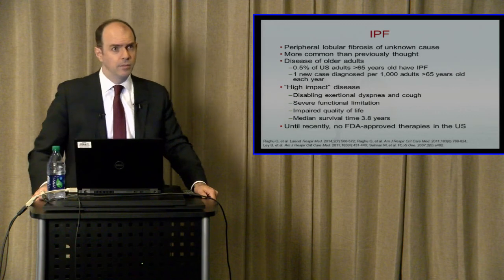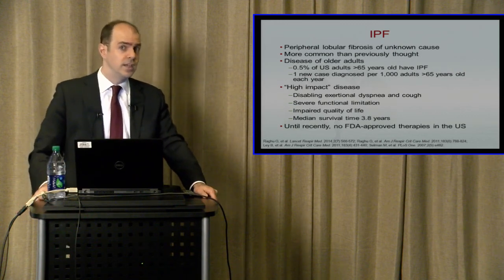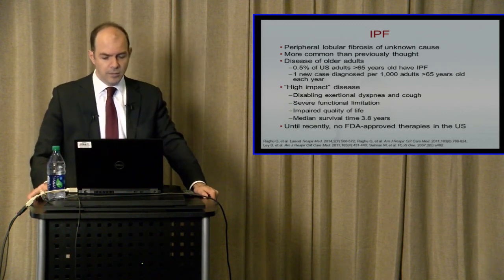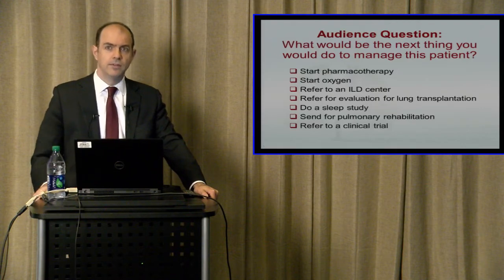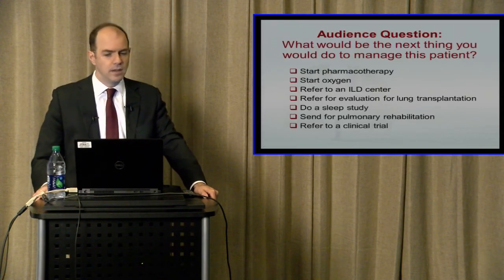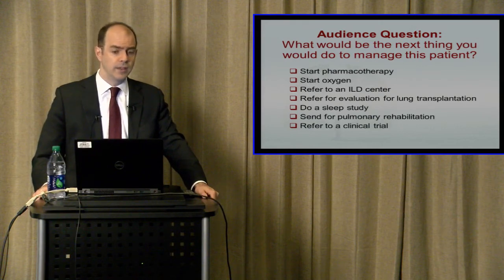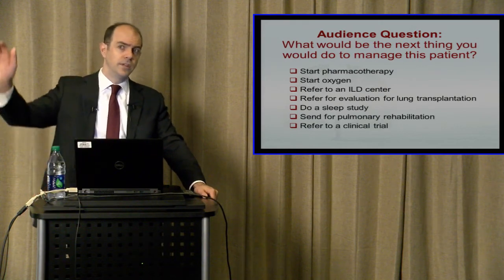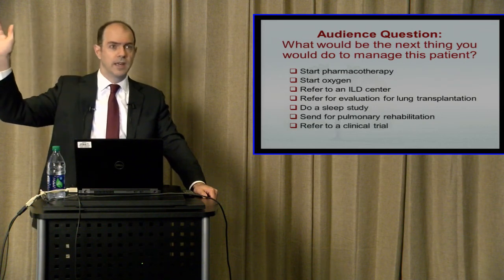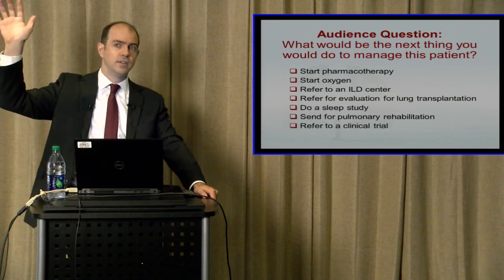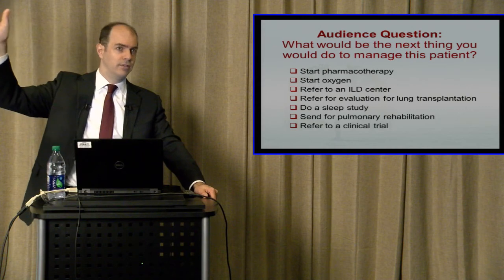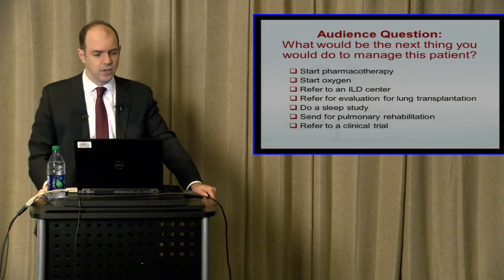And until just a few years ago, there wasn't really much to do for these folks. Some people would give them corticosteroids. Lung transplantation is certainly an option, but we do have a couple of FDA-approved therapies. So with that in mind, what are some of the management steps that we might think about right now? So who would consider putting this patient on some medication to treat their lung disease? Probably not a bad idea if we have something, and we do. We have a couple of drugs I'll show you.